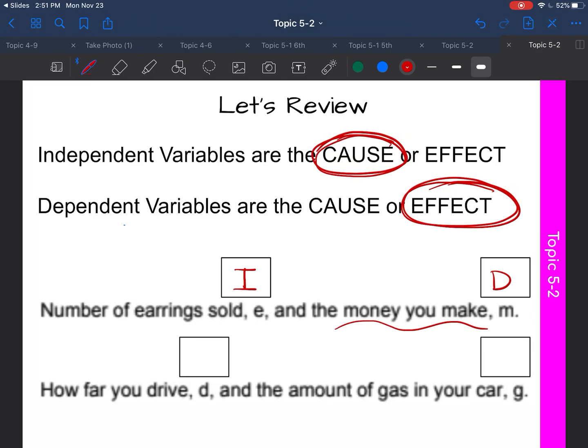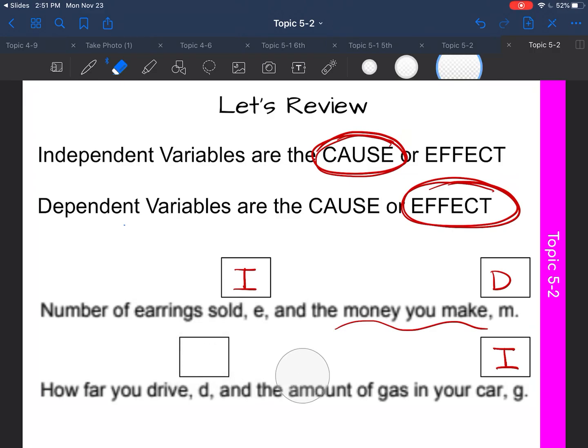Okay, or you can do it the other way and say how far you drive. So let's say if we do how far you drive depends on the amount of gas in your car. Saying it that way could mean that if you have a little amount of gas, you don't drive as far as if you have more gas.